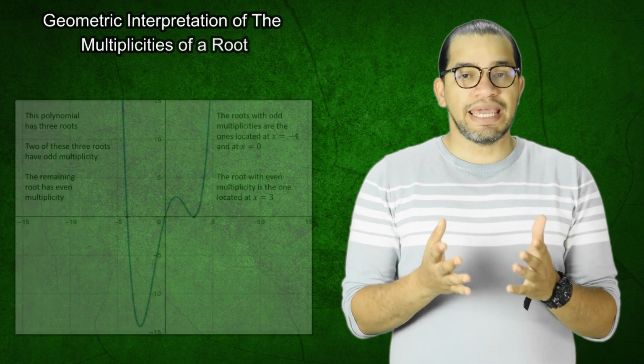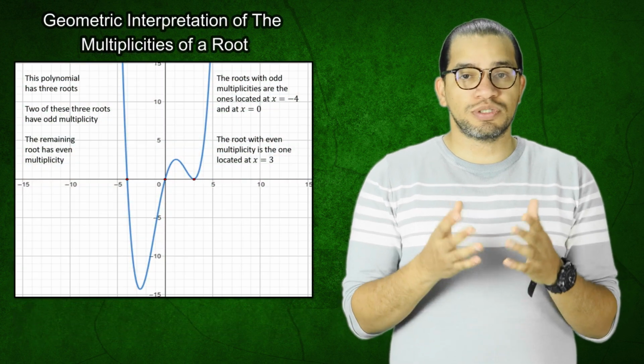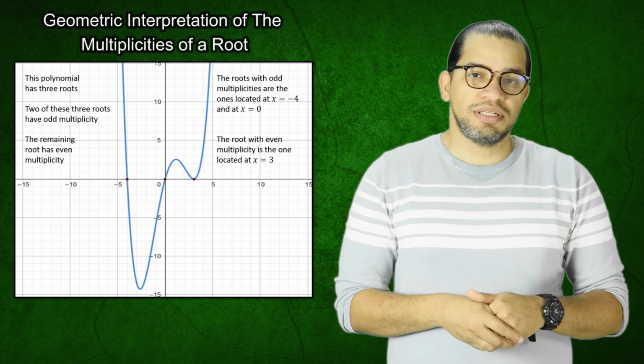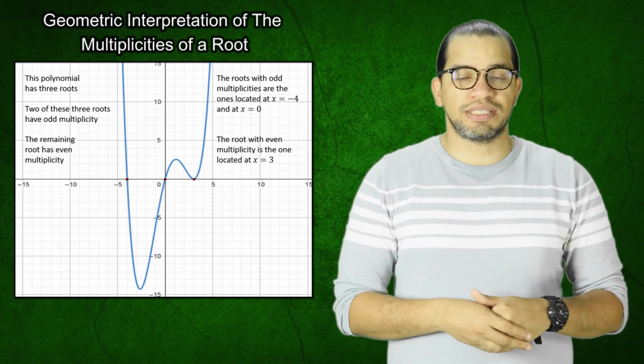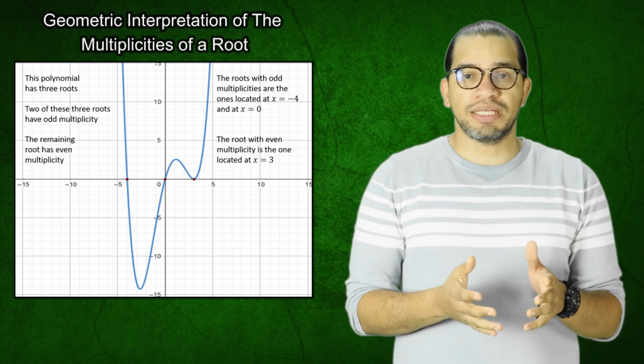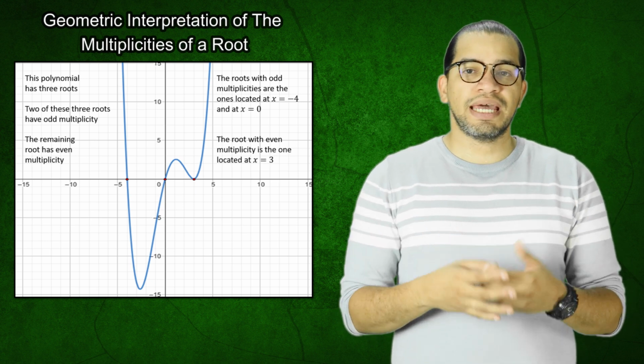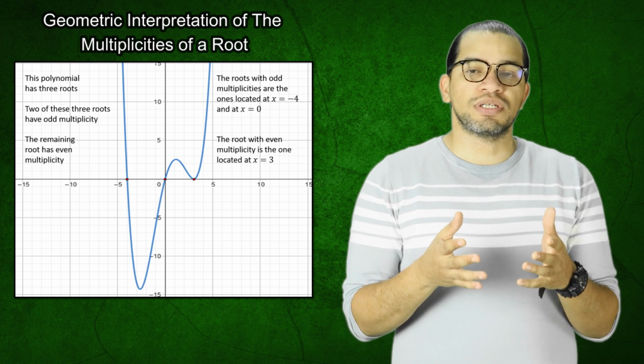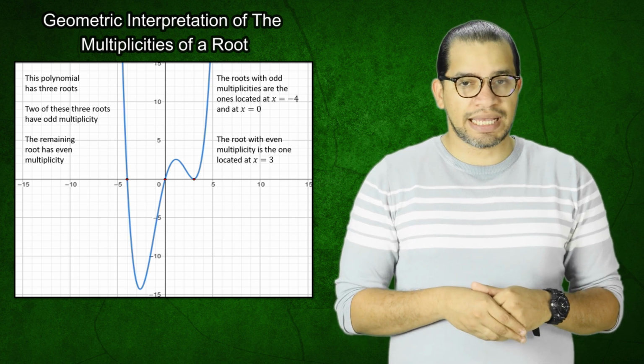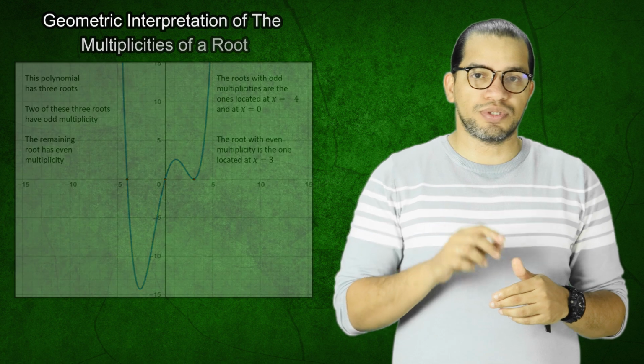The multiplicity of a root can say a lot about the behavior of the polynomial at such a point. If the root has a multiplicity which is odd, then the polynomial crosses the x-axis. But if the multiplicity of the root is even, then the function is tangent to the x-axis at the root.